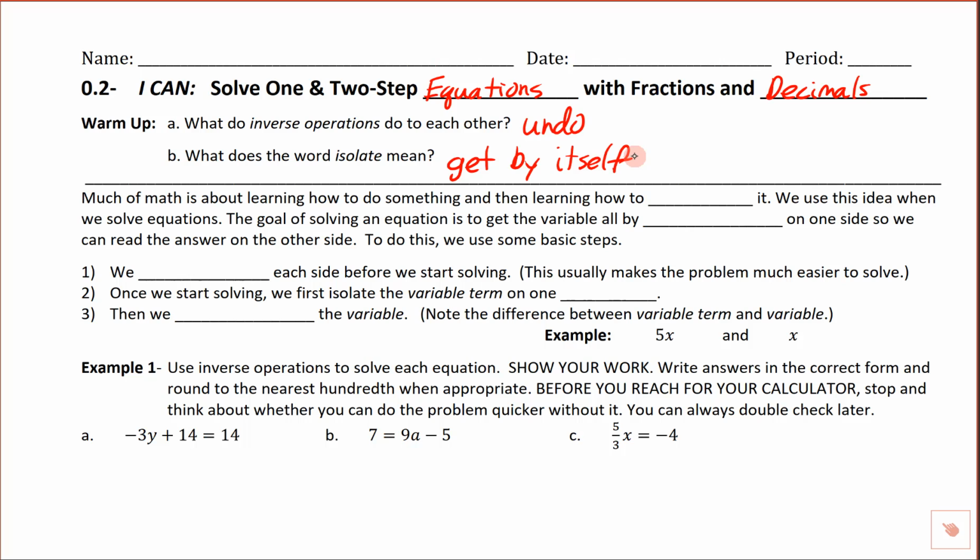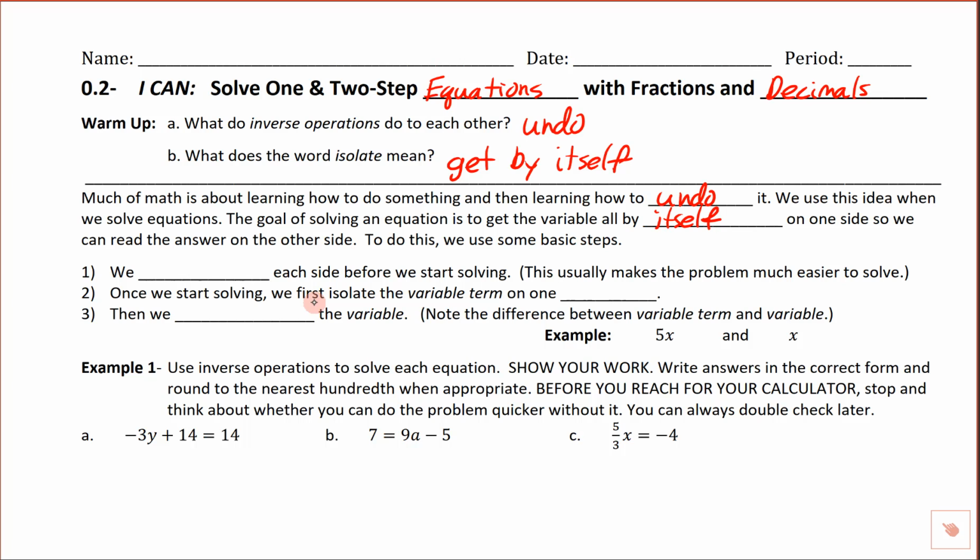Now, a lot of math is learning how to do something and then learning how to undo it. It's kind of like being able to build a building, take it apart, take an engine apart, put it back together. These are inverse operations. They undo each other. And we use this idea when we're solving equations. And again, the goal of solving an equation is to get the variable all by itself on one side. So if we get it all by itself on one side, then we can read the answer to the equation off on the other side.